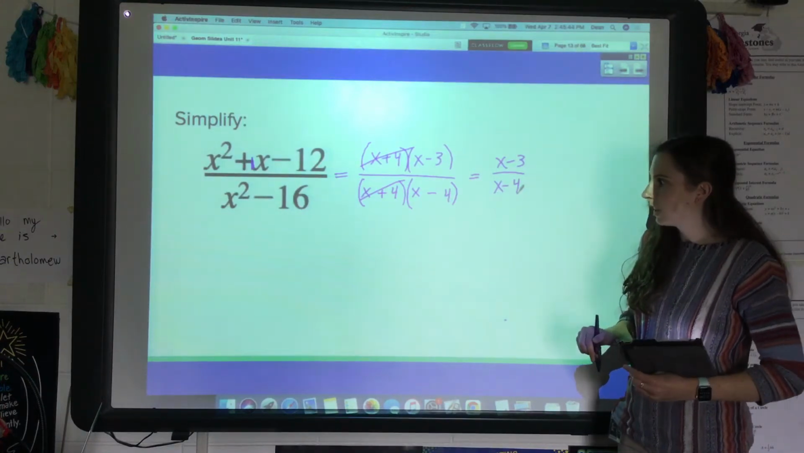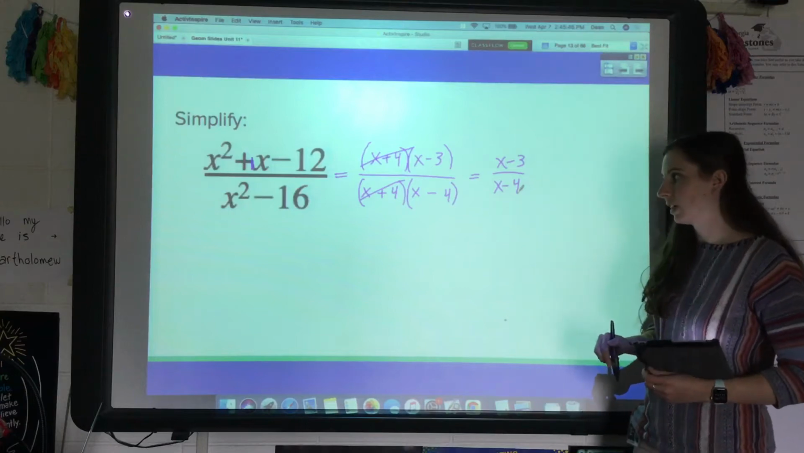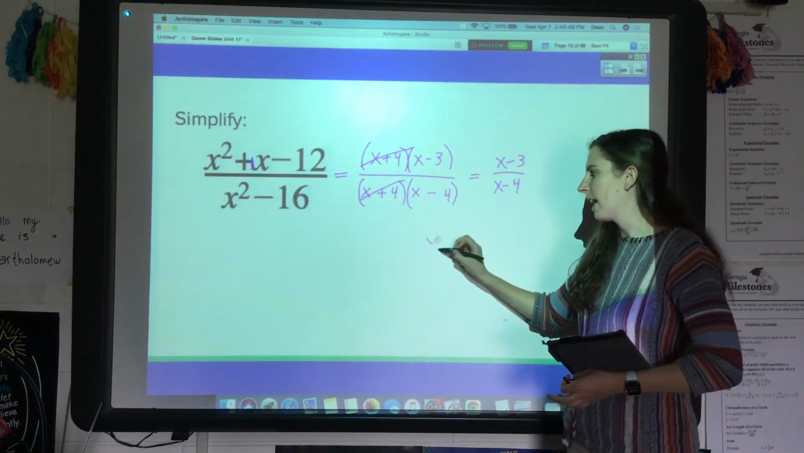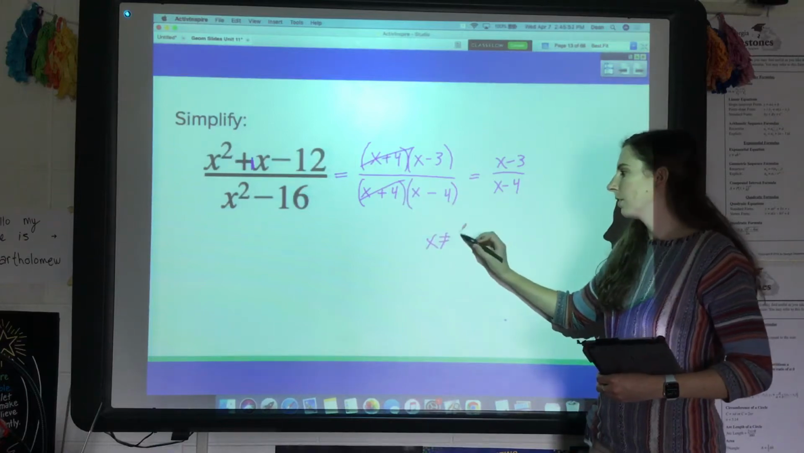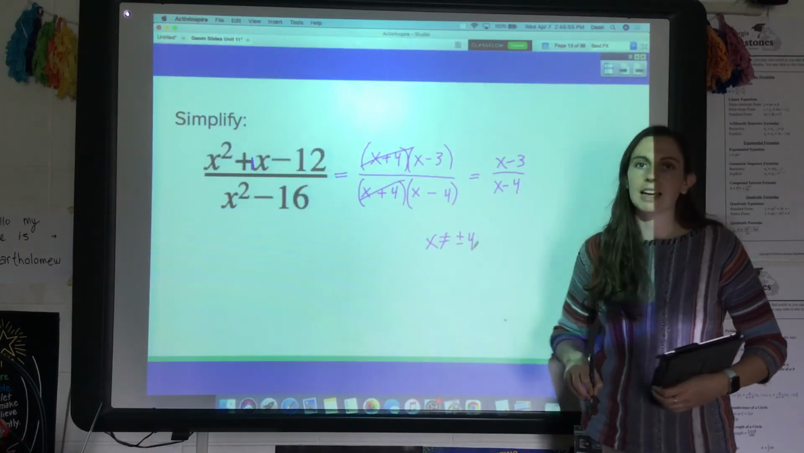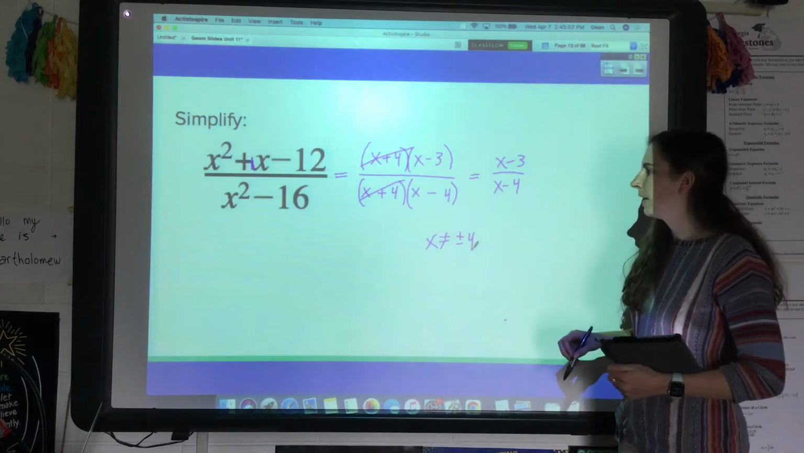Also, if you wanted to restrict the domain on this one, you would need to say, by the way, x can't be -4 or +4. Or we could just write it like that to be shorthand.